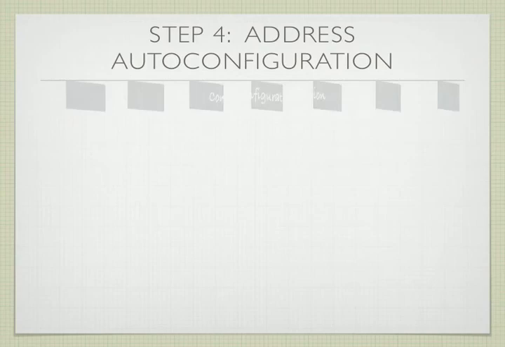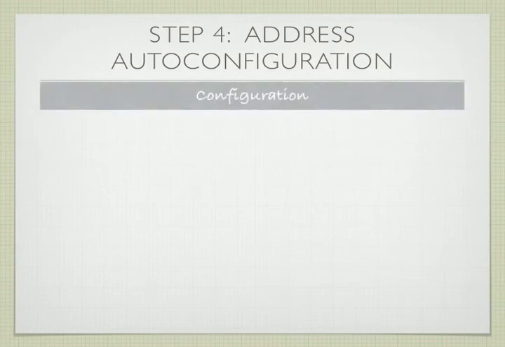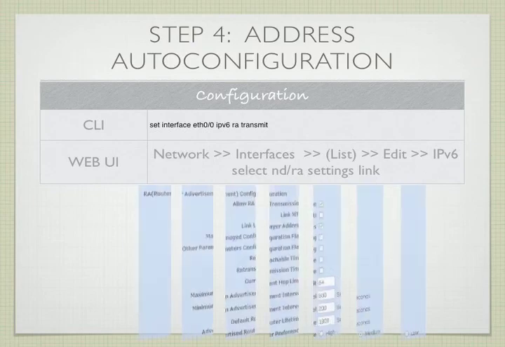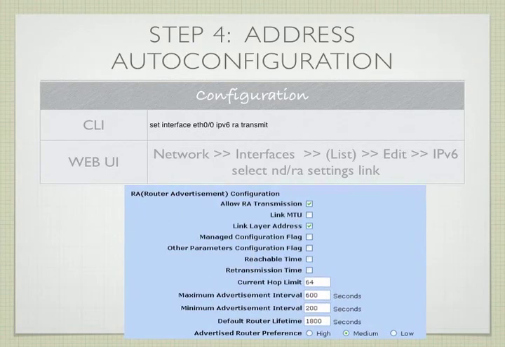Okay, address auto configuration on the router. We're going to turn on RA transmit on the interface. This is again on that special link called the ND/RA settings, and we set up the allow RA transmission checkbox in order for it to actually send out that prefix and allow it to respond to those RS requests.